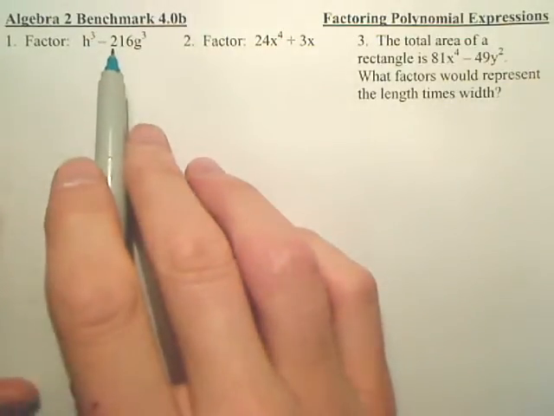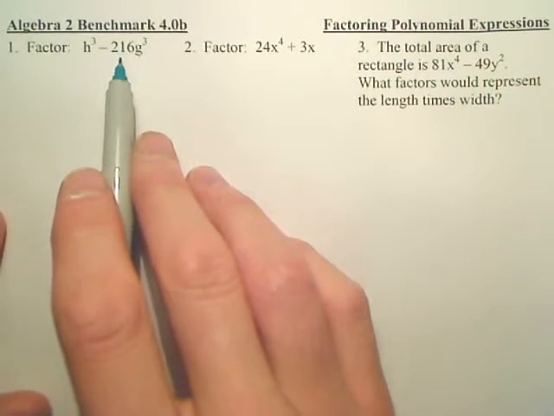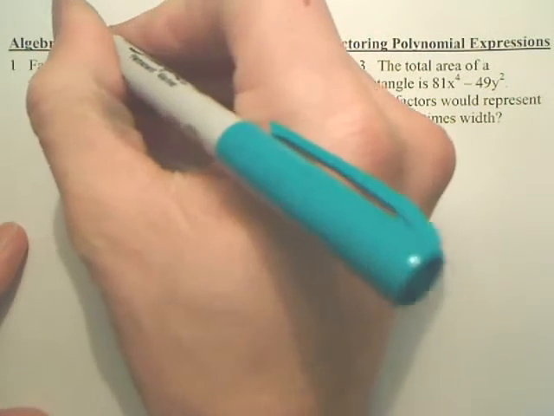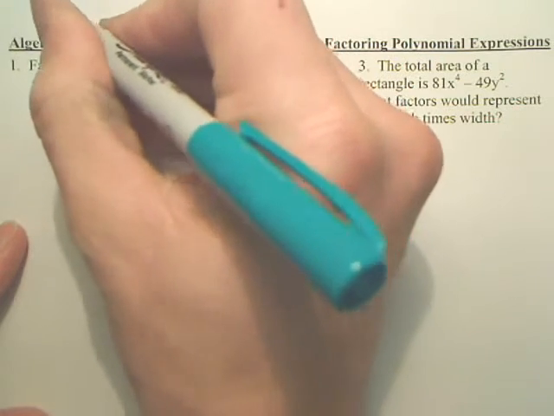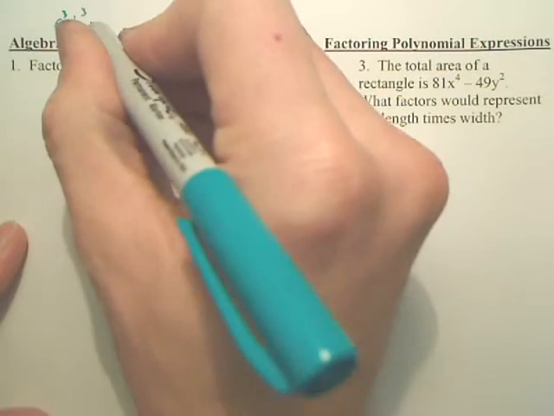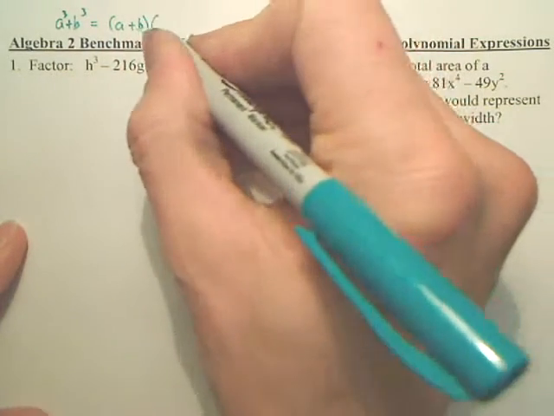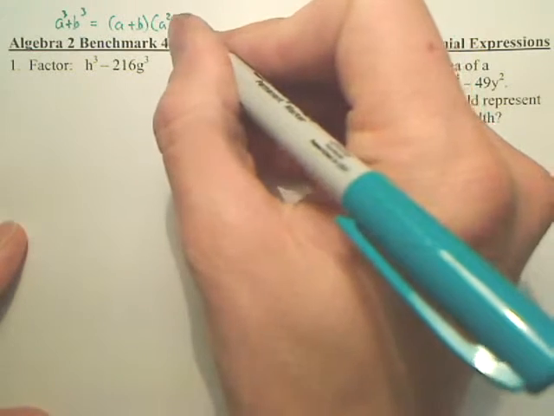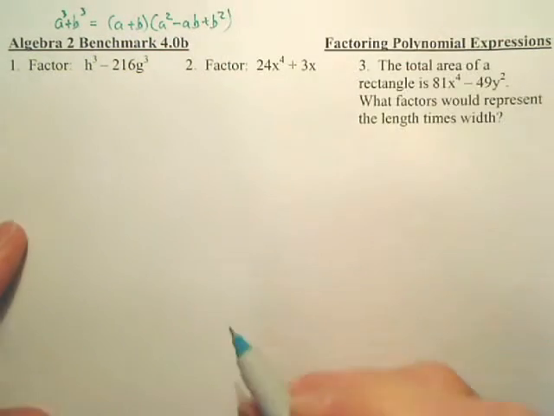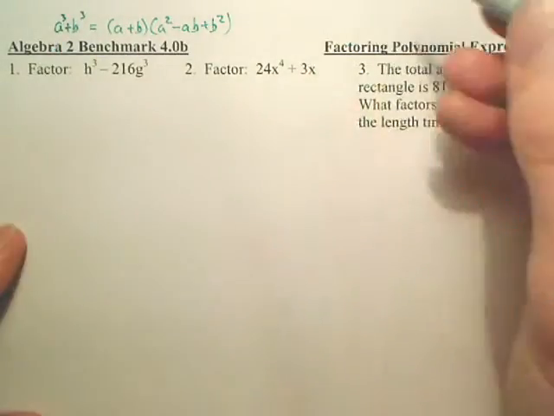To factor this, you should notice this is a difference of cubes. Now, the formulas for sum and difference of cubes, let's write those down. We have a cubed plus b cubed, and if both of them are cubed, your answer is (a plus b)(a squared minus ab plus b squared). That's one formula. That's if it's a sum of cubes.